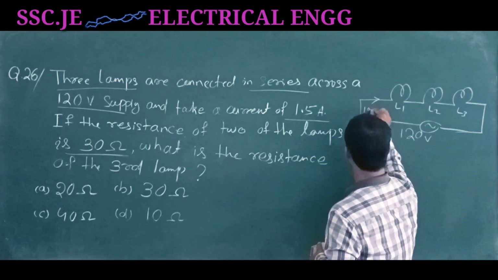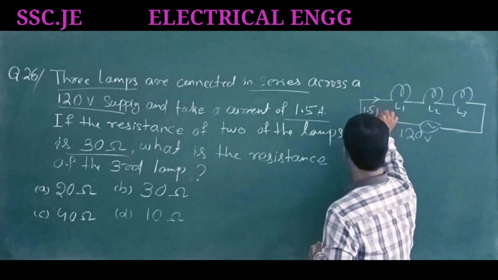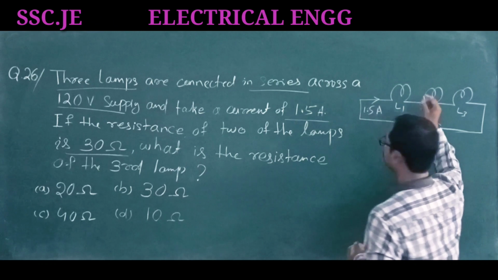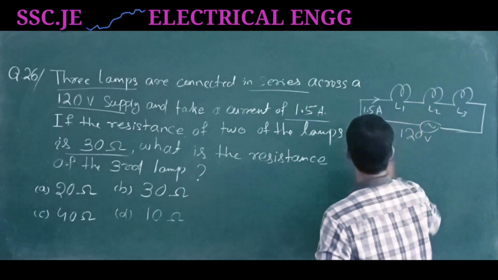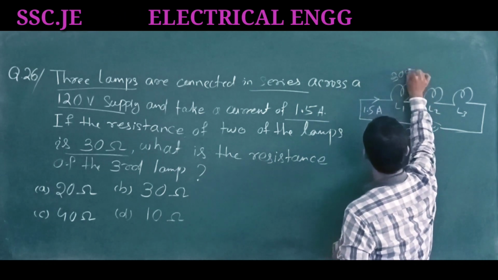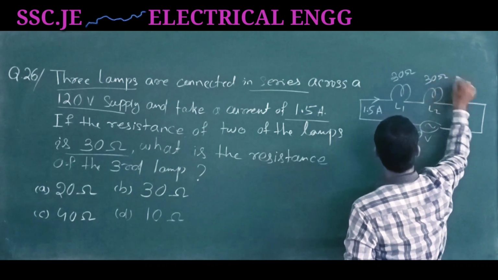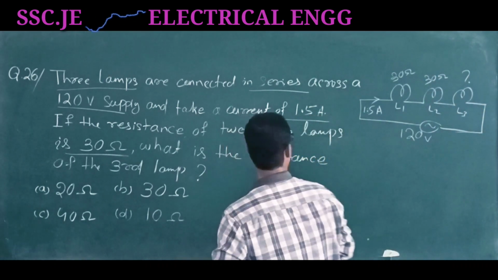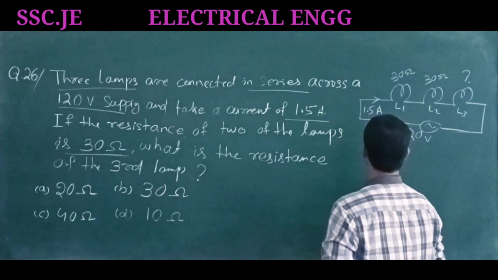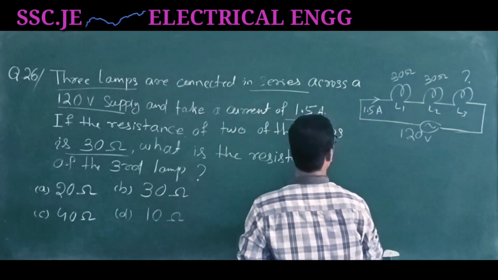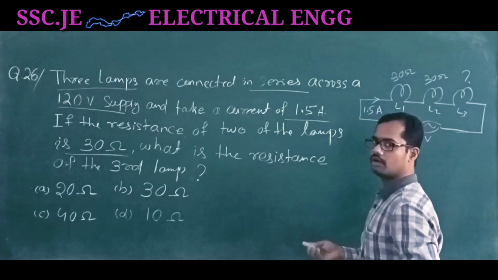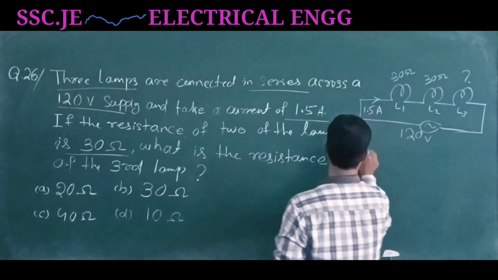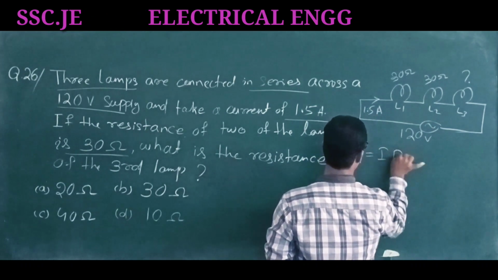So this will be your 1.5 ampere, and the resistances of two lamps are 30 ohm and 30 ohm. So the question is to find out the resistance of your third lamp. Okay. So we know that from Ohm's law, voltage equals I into R.